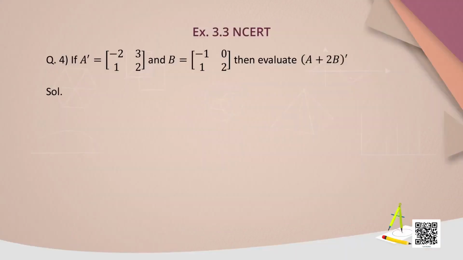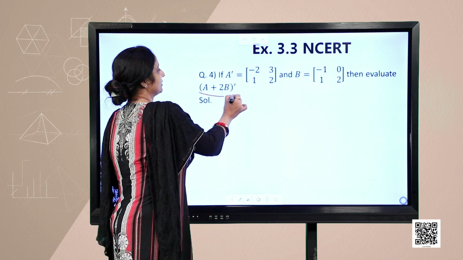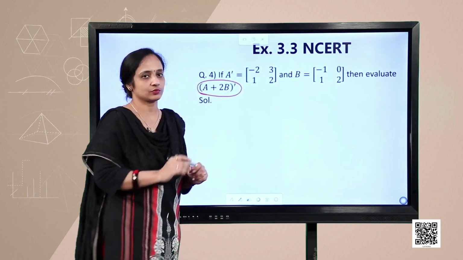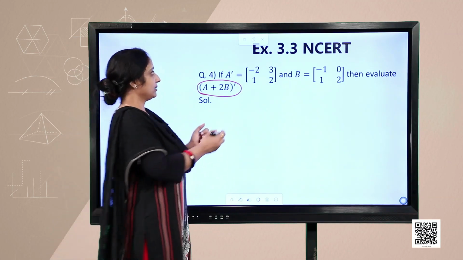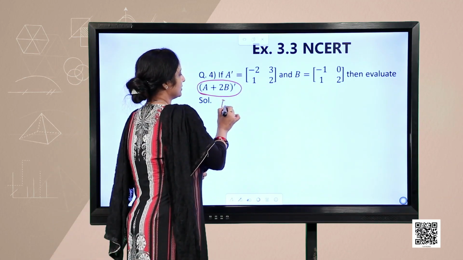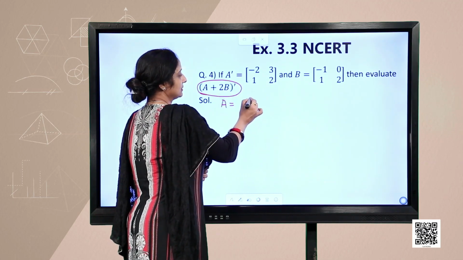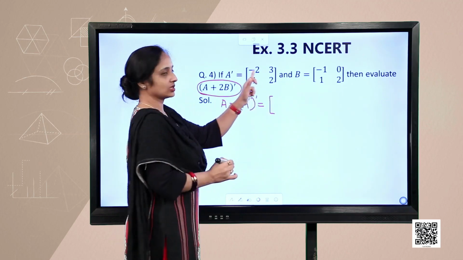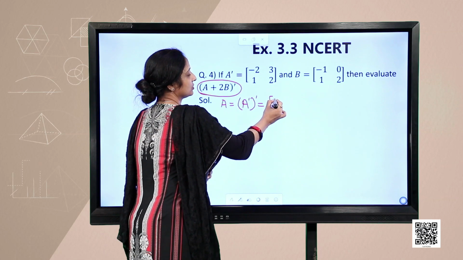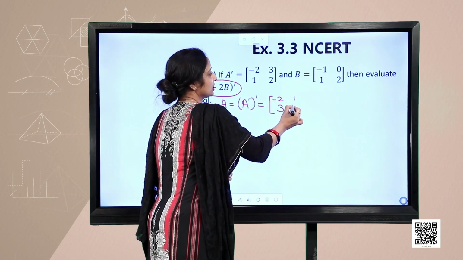Let us move to the next question. In this question, we are given A transpose and B, and you are supposed to evaluate the matrix A plus 2B whole transpose. So, again this question is similar to the previous question, in the sense we are given A transpose and we can obtain this matrix A by taking its transpose. It is a square matrix, so the order is not going to be changed, but rows and columns are going to be interchanged.